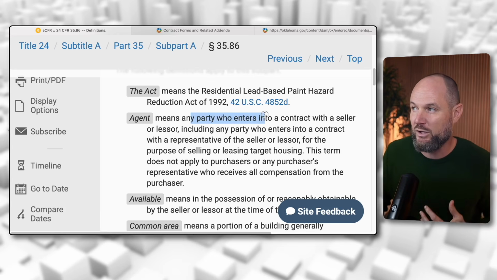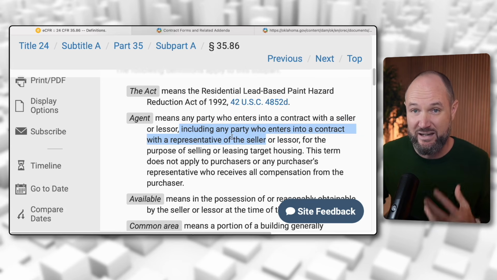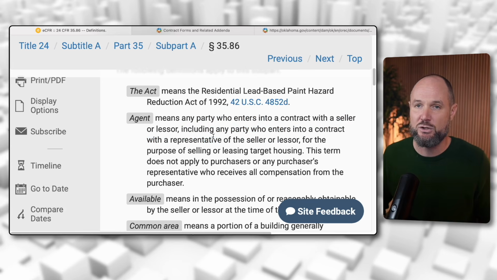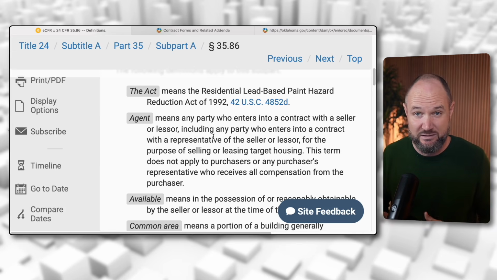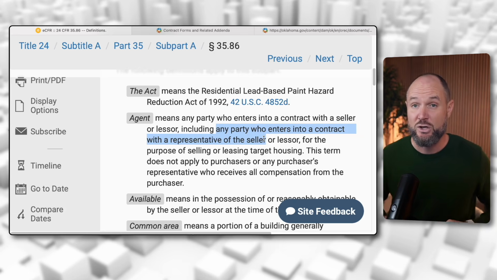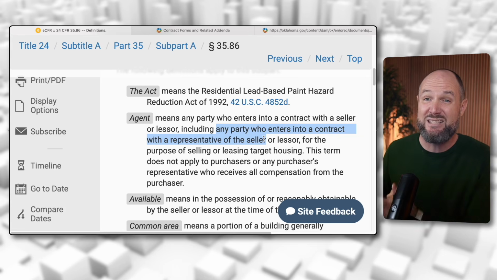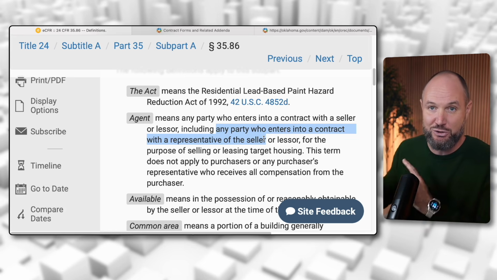So it says that an agent is a party who enters into a contract with a seller, including any party who enters into a contract with the representative of the seller. This is the key component here. So if you are an agent entering into a contract directly with the seller, which would be a listing agent, typically having a listing agreement with the seller, or a party who enters into a contract with the representative of the seller. So that could actually be a buyer's agent. If you entered into a contract with the listing agent, then you would be required to ensure compliance, and so forth.